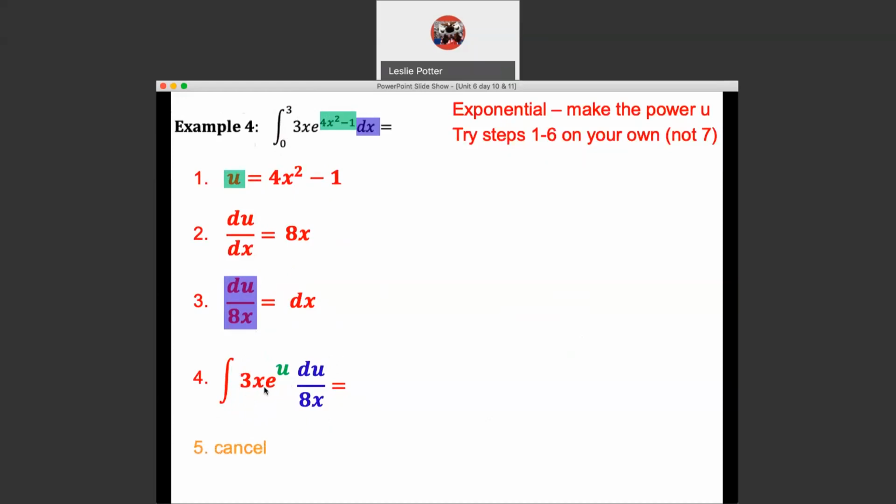Okay, so let's go ahead and cancel. So the x's here are canceled, and we end up with 3 over 8. So we're going to put that out front, and we're taking the antiderivative of e to the u du. And we know that the antiderivative of e to the u du is itself. So we got 3/8 e to the u.